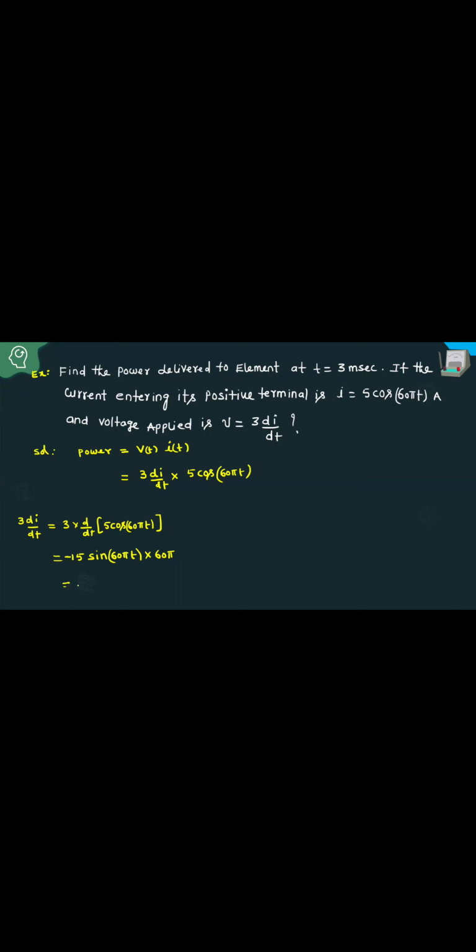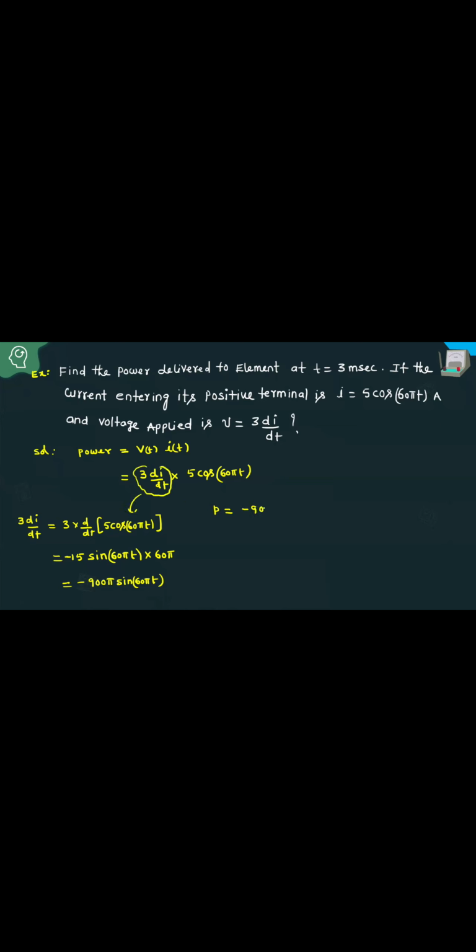This is how much you can get, friends. Come on. 15 into 60, 900. Minus 900 pi sine 60 pi t. Now you substitute here p equal to 3 into di by dt that I calculated.